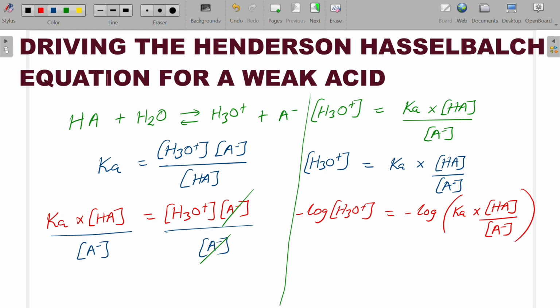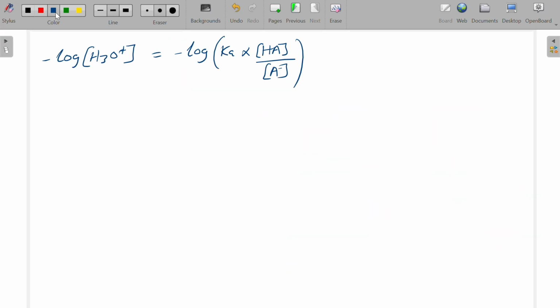Yes, so this is what we have. We've introduced our negative log on the left side and also on the right side. All right, so let's go ahead and see what comes next. What we have on the right side here, if we remember our logs very well, we understand to say if we have log xy, log xy is the same as log of x added to log of y.